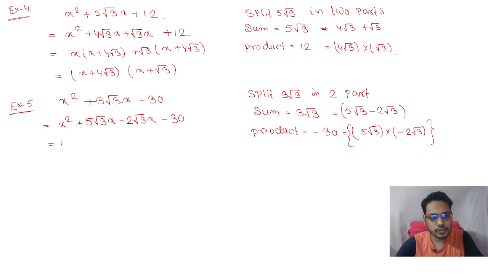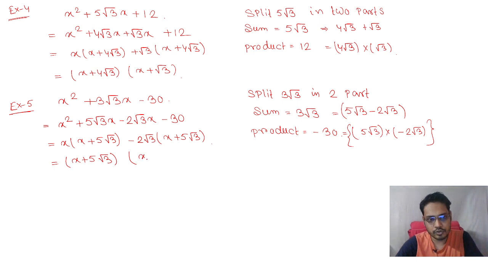Now from the first two parts take x common, so x plus 5 root 3, and from the third and fourth take 2 root 3 common, so it will be x plus 5 root 3. Now we can see x plus 5 root 3 is common in both places. So x plus 5 root 3 common, and the remainder will be x minus 2 root 3. So here we can write x square plus 3 root 3 x minus 30 as x plus 5 root 3 into x minus 2 root 3.